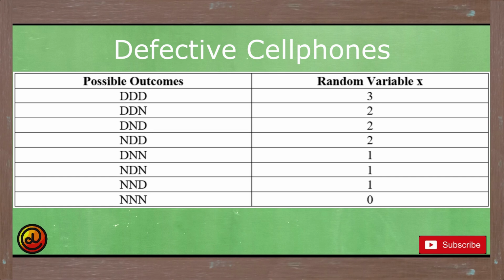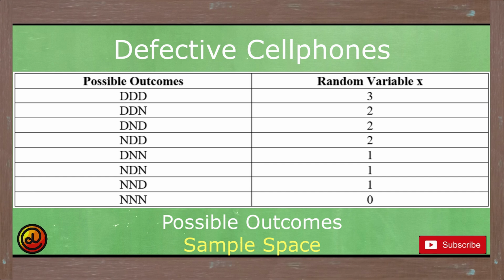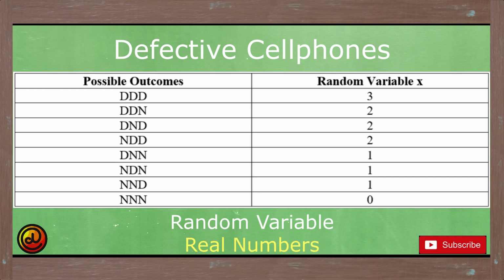The first column is what we call the possible outcomes, or the sample space. The sample space is the set of all possible outcomes of an experiment. Therefore, defective cell phones is an experiment, and the possible outcomes of it are DDD, DDN, DND, NDD, DNN, NDN, NND, and NNN. The second column is what we call the random variable X.